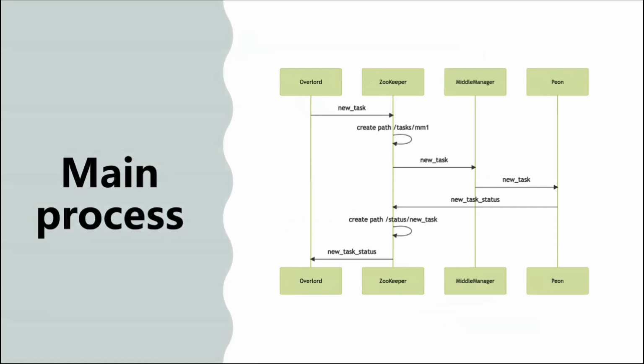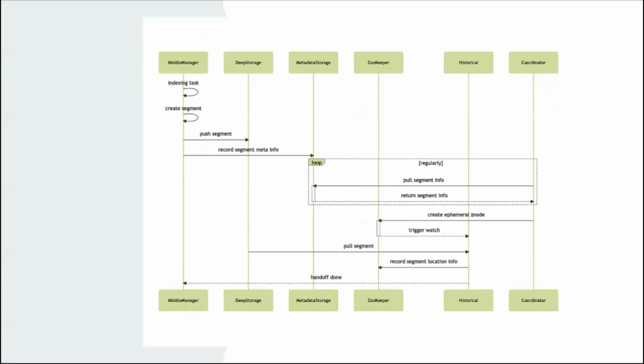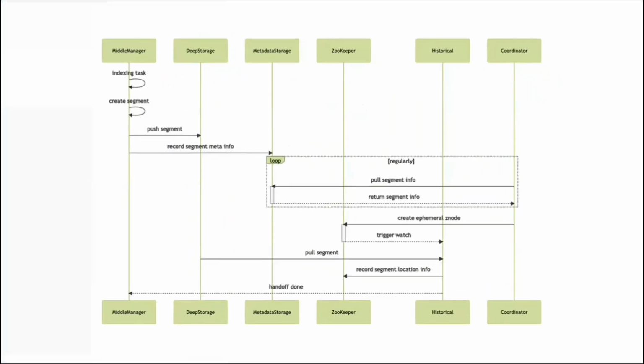At this time point, you may wonder how the data flows within Druid. Okay, so let me show you more details about it. In Druid, after the segment file has been created, the MiddleManager will push it into deep storage and record the metadata information in metadata storage. Usually, deep storage is HDFS or S3, and metadata storage is PostgreSQL or MySQL.